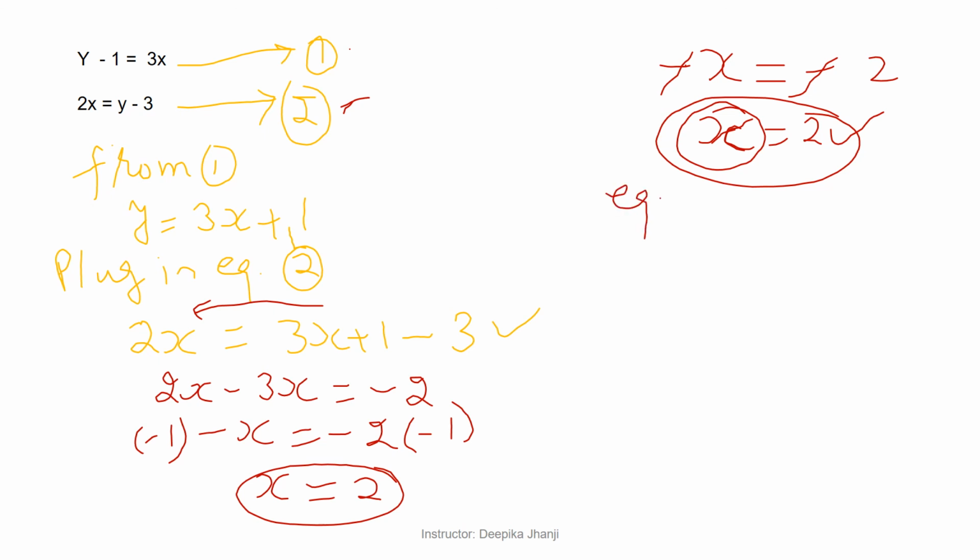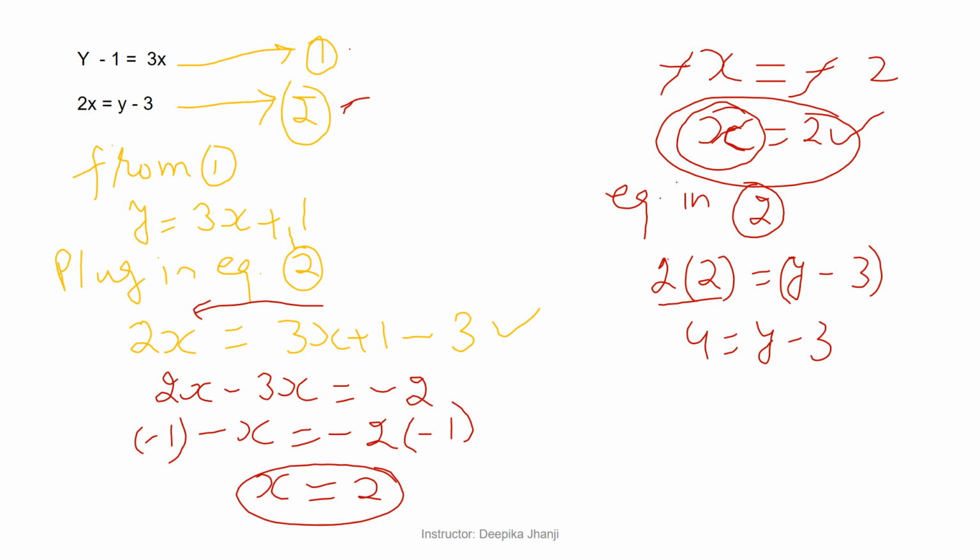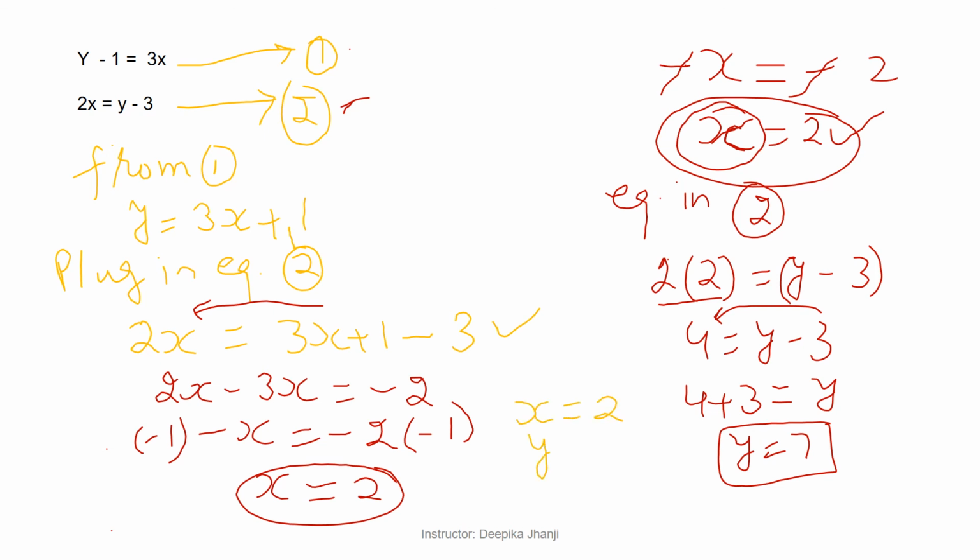So in equation 2, when we plug in the value of x, 2 times x, which is 2, equals y minus 3, right? 2 times 2 is 4 equals y minus 3. When we move negative 3 to the other side, this becomes 4 plus 3 equals y, and this gives us y is equal to 7, right? So the solution of the system of equations is x is equal to 2 and y is equal to 7.